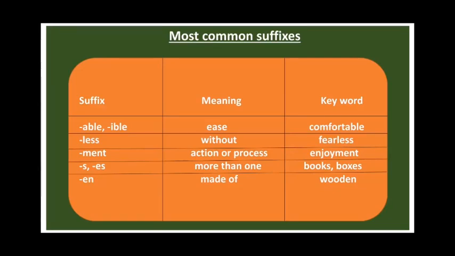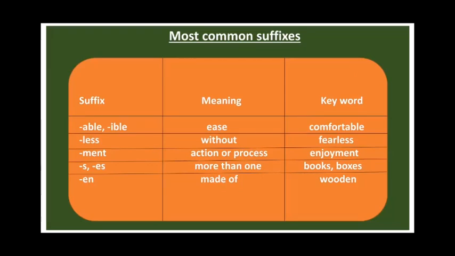So here we have most common suffixes. So first is able or ible, I-B-L-E, which means ease. So when we add able to comfort, it becomes comfortable. Next is less, which means without. So when we add less to fear, it becomes fearless. Next is ment, which means action or process. So when you add ment to enjoy, it becomes enjoyment.